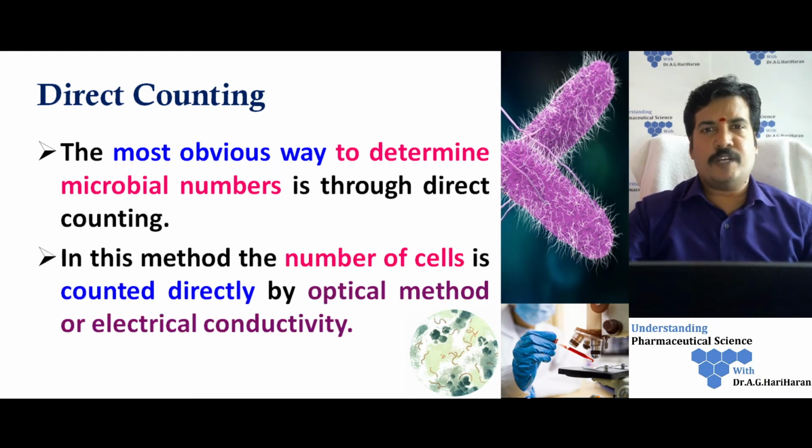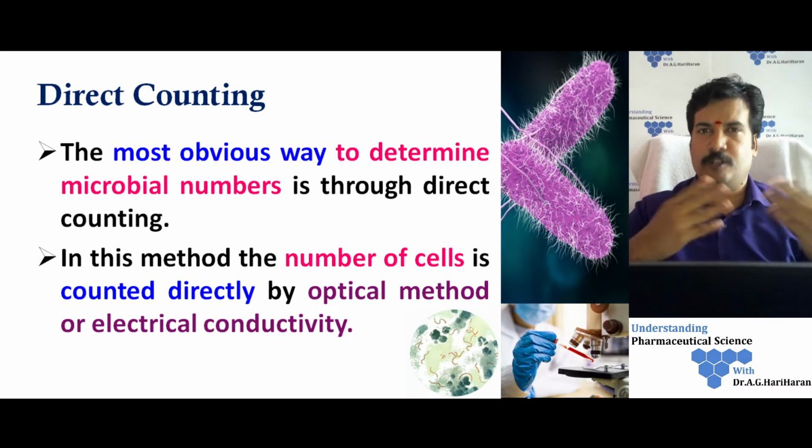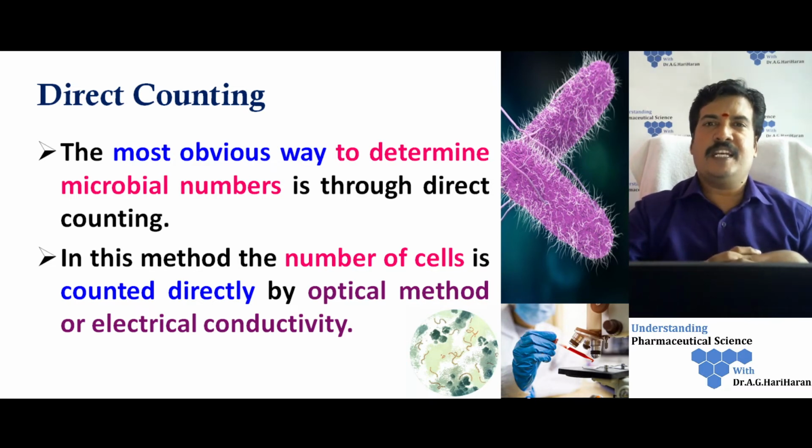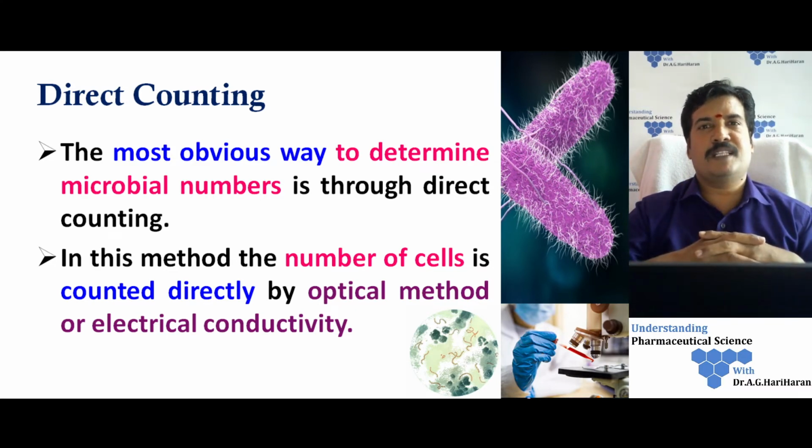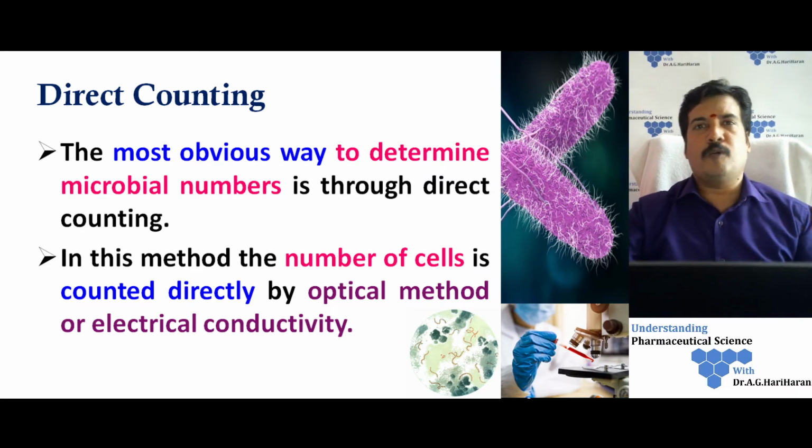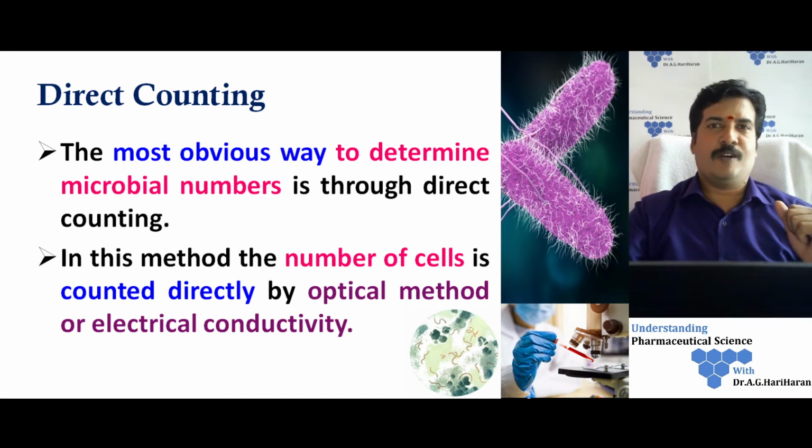Direct counting can be done in two ways. One is by means of an optical method, that is the microscopic technique. There are three techniques available under microscopy: Breed's method, Wright's method and Petroff-Hausser methods, which are the most commonly used direct techniques. The second one, which is nowadays mostly used by almost all industrial microbiological industries, especially the fermentation industries, is the electrical particle counter. Based on electrical conductivity, we can perform a direct counting.